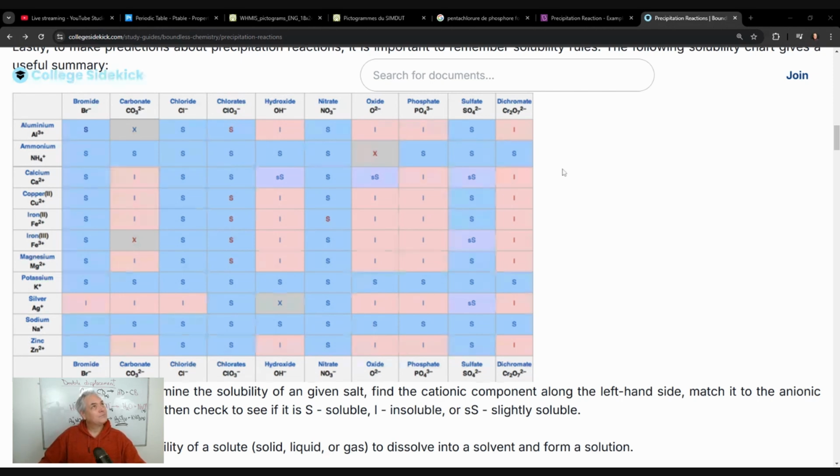I remember a long time ago when I was in university, I know there's a song somewhere, if I remember well, to remember which ones are soluble or insoluble. If you have a photographic memory, this will be a great way for you to know.